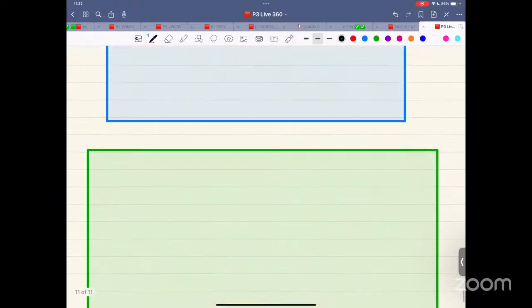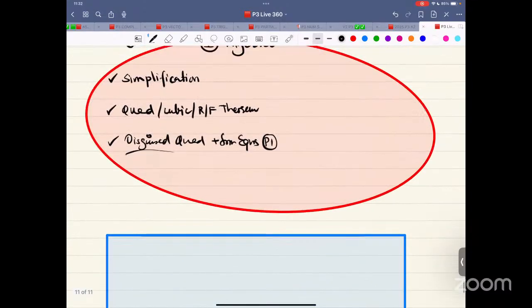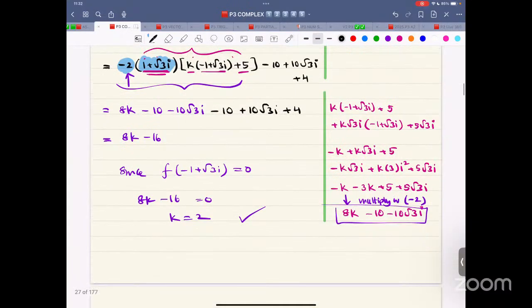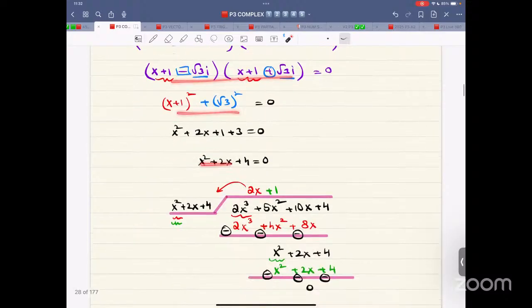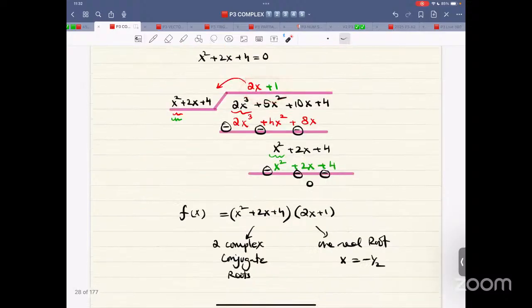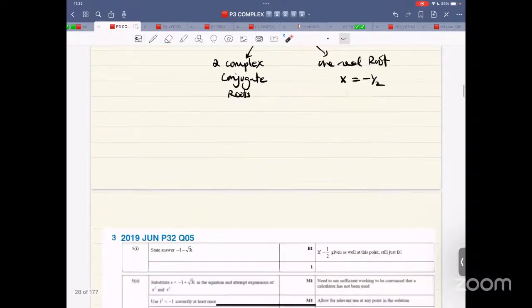So now let's talk about this. Let me go back over here, complex. What we do is x, this is one root, this is the other root. Again, you form a quadratic equation, then you do the long division, you get the real root. Since a cubic equation has 3 roots, there are 2 complex conjugate roots and 1 root which is real.